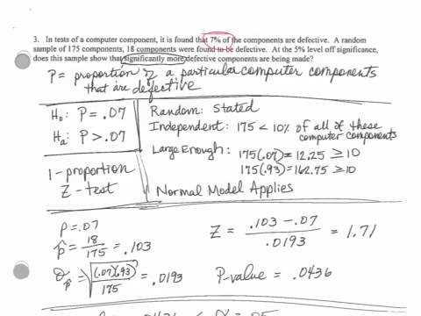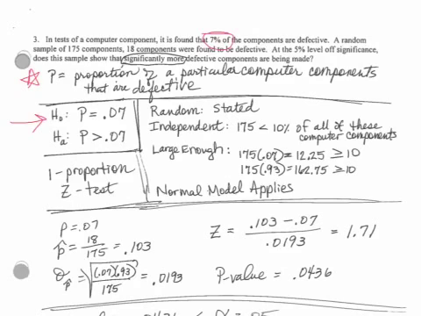And so that means we don't have two proportions that we are defining. We are only defining one. We are going to determine the proportion of this particular computer component that are defective. So we're going to take one sample and attempt to determine the entire proportion that is defective.